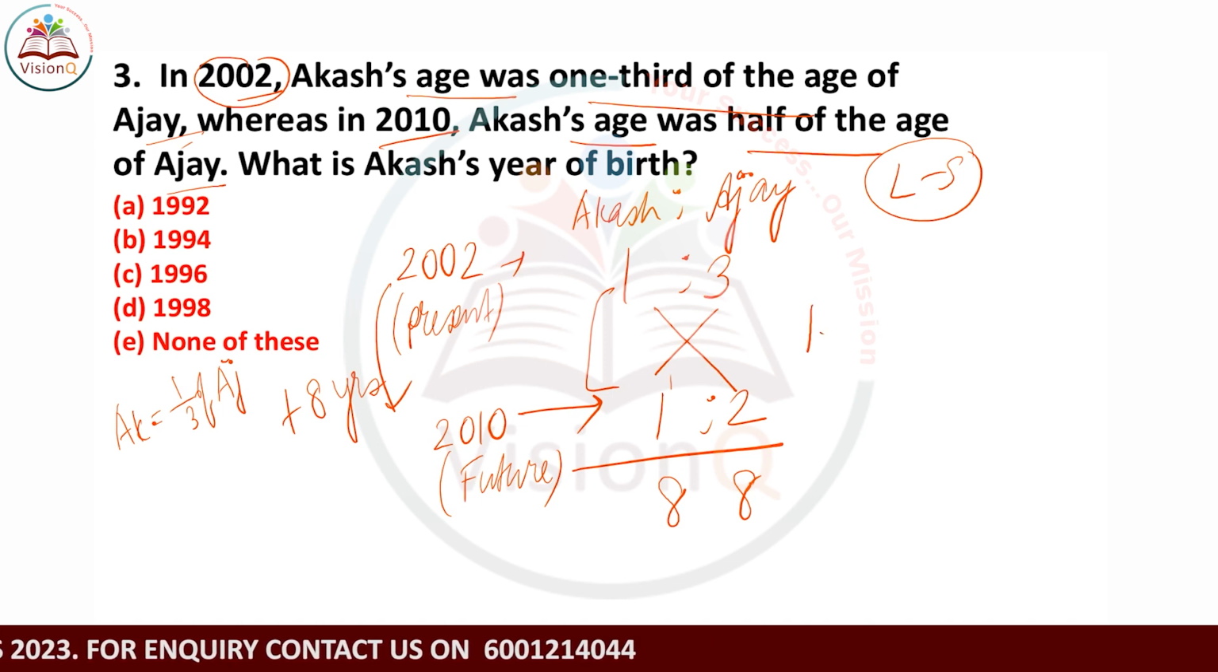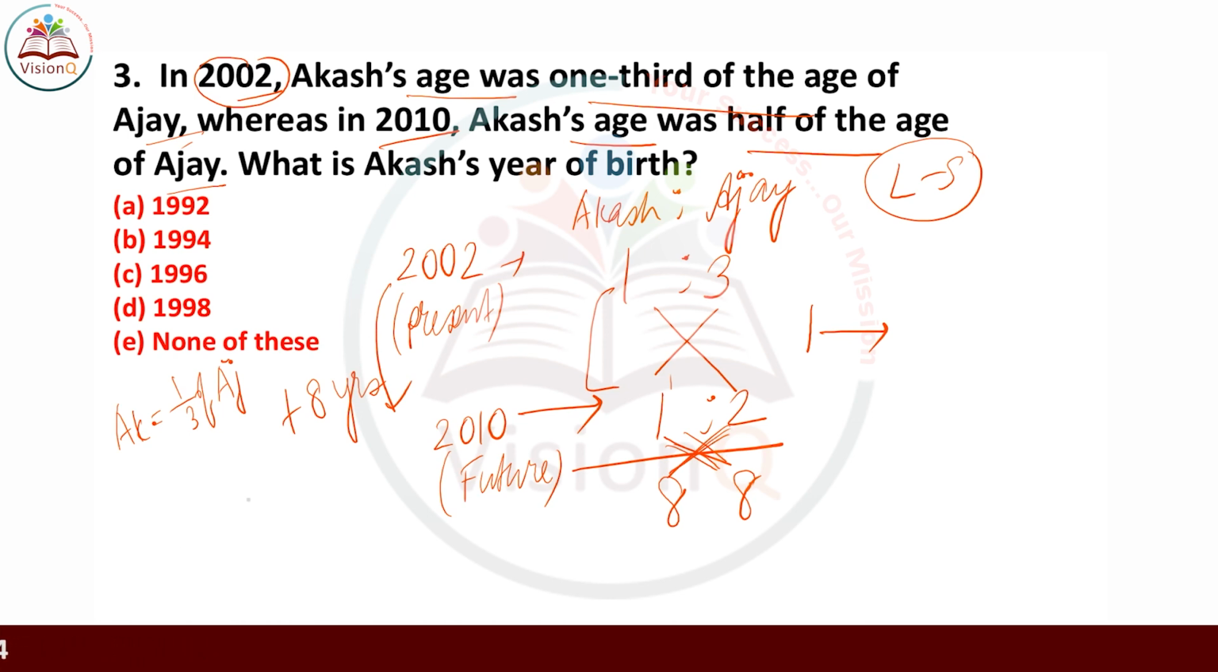Okay, 1 represents how much? This can be found from the below portion. So 2 into 8 is 16, 1 into 8 is 8. Then always subtract the larger number minus the smaller number. So 16 minus 8 is 8 years. So 1 will represent 8 years.